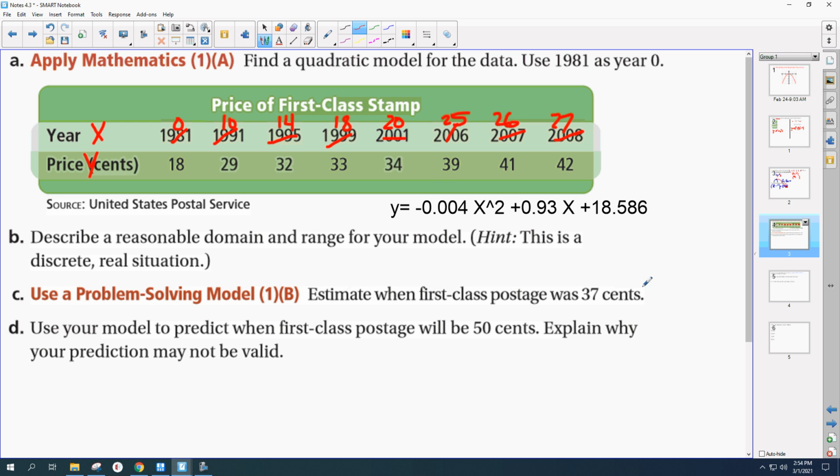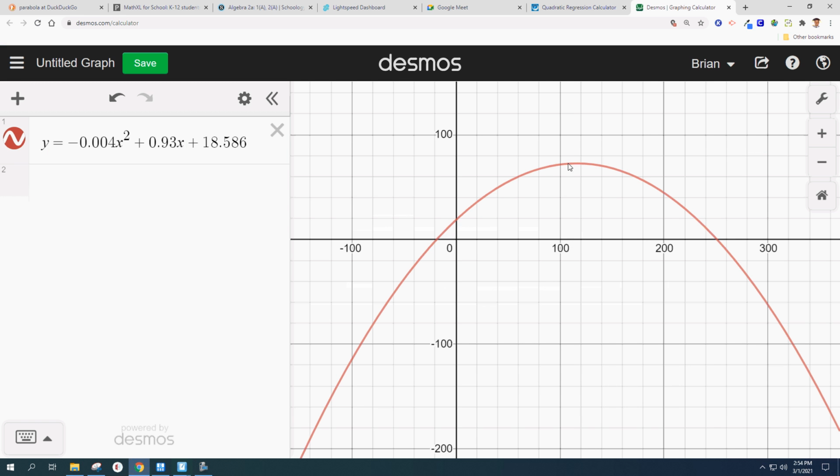So estimate 2004. Use your model to predict when first class postage will be 50 cents. Okay, so again, cents is the Y number. So we want to know when it's going to be 50 cents. Well, it's going to be after the year 2008 because of the way it's going up. I think the easiest way at this point is to look at the graph, okay? So we want to know when the cost is 50 cents. Here we go.